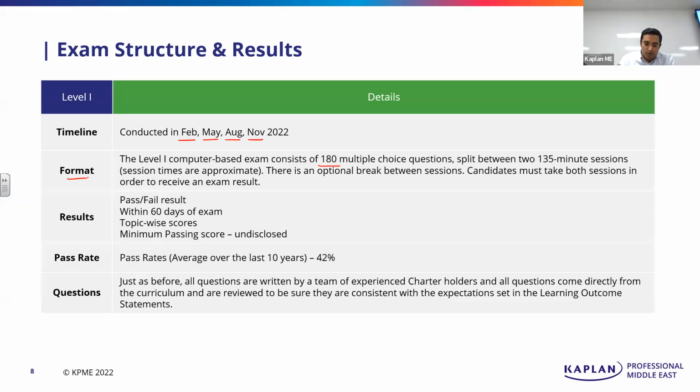Then we have discussed the format. We've discussed the results. You will also get topic-wise scores. Pass rate also we have discussed. Again, this is misleading. I think you should go with a number of approximately 30%, because that is what we should be giving more weightage to. Yeah, 1 out of 3 or 1 out of 4. I think 1 out of 3 would clear.